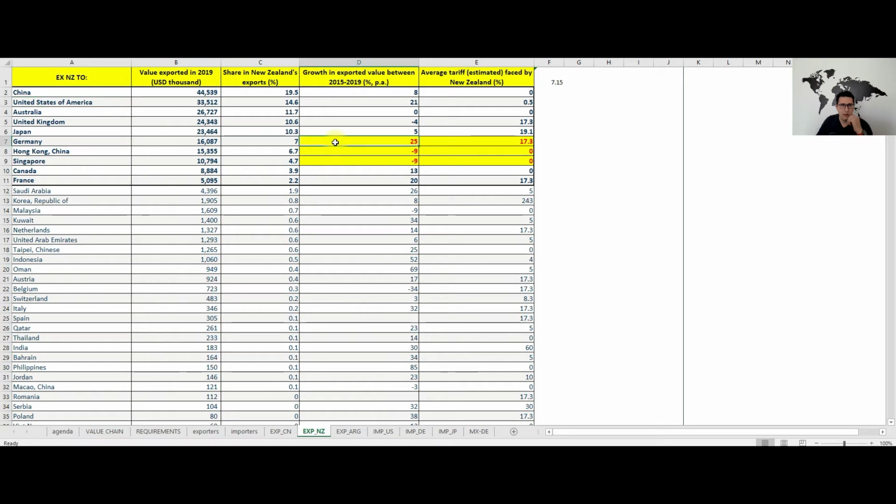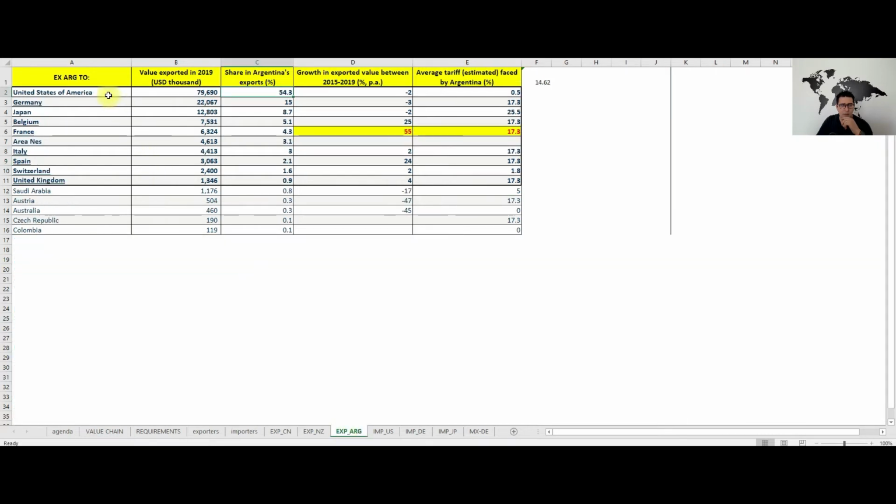In terms of growth value, we have Germany, which had an average of 25% increase in value between 2015 and 2019, while Singapore and China had a 9% decrease in imported value between 2015 and 2019.